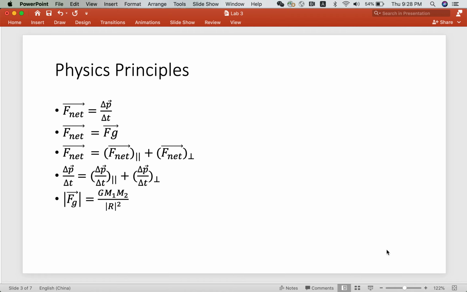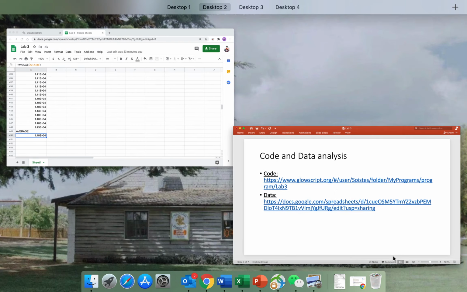And the last one is the universal law of gravitation. Since mass is a scalar, we only need the magnitude form of this formula. The magnitude of the gravitational force is equal to the gravitational constant times the mass of the star times the mass of the black hole divided by the distance between the star and the black hole to the power of 2. And then let's look at the code and the data.